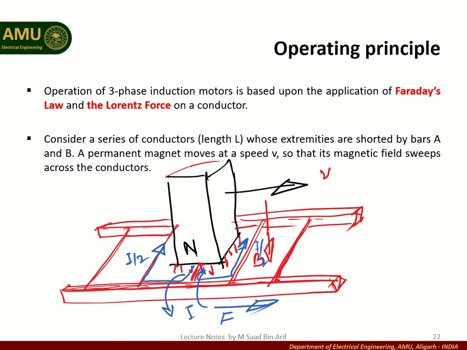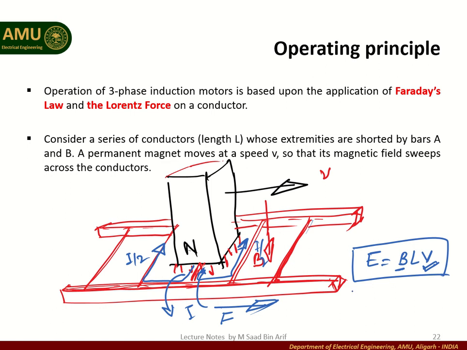Now if you see the sequence of events that take place: a voltage of value E equals BLV, where L is the length of the conductor, B is the magnetic field and V is the velocity of the moving magnet. So the voltage of magnitude BLV will get induced in the conductor, and this voltage is induced in each conductor while it is being cut by the flux. This is due to Faraday's law of electromagnetic induction.